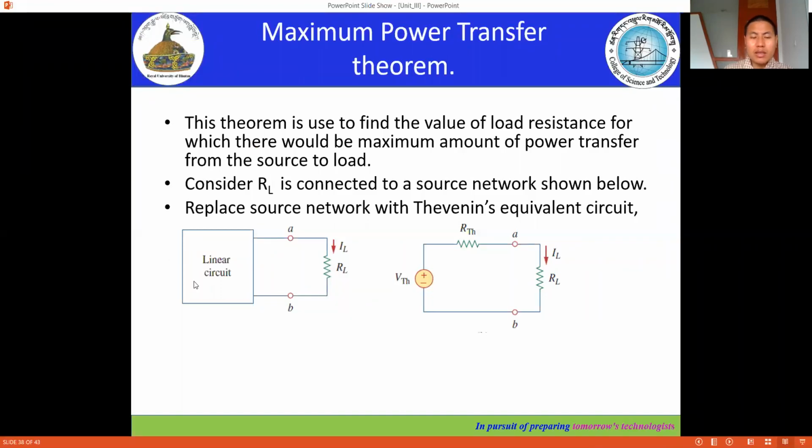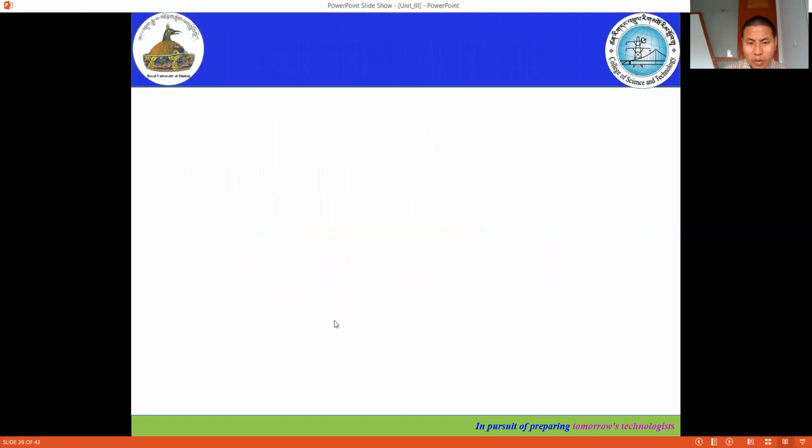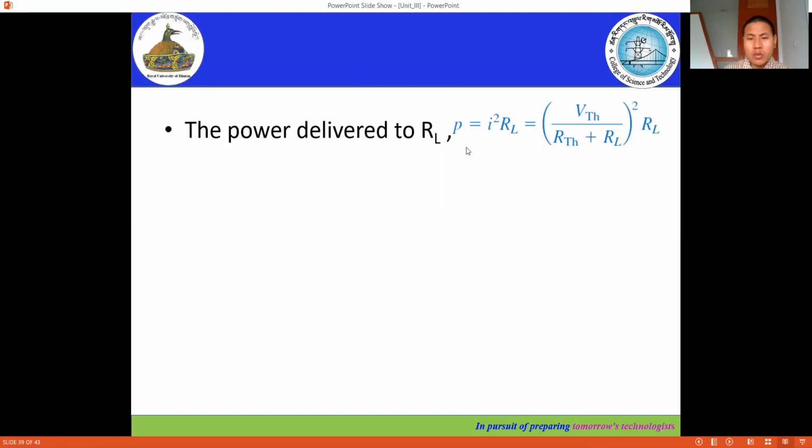Now, if you consider this linear circuit and replace it with the Thevenin's equivalent, we can calculate IL equal to VTH divided by RTH plus RL. In order to calculate the power, P is equal to I square times R. So to deliver the maximum power, first we calculate the power: P is equal to I square times RL, and replacing I with IL, P is equal to VTH by RTH plus RL, whole square, times RL.